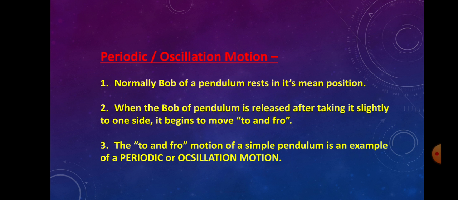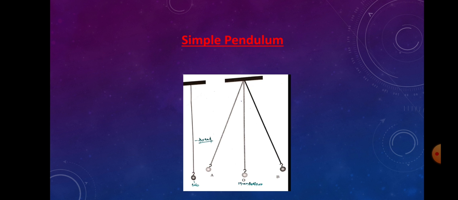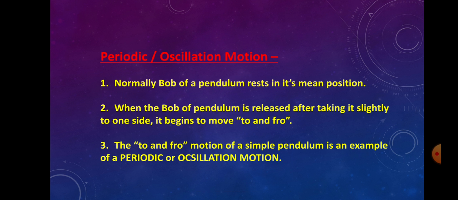Normally, the bob of the pendulum rests in its mean position. Its mean position, as you can see here, is O. When the bob of the pendulum is released after taking it slightly to one side, it begins to move to and fro. Here, fro is the short form of from. It will go to the other point and come back to where it was released. This to and fro motion of a simple pendulum is an example of a periodic or oscillatory motion.